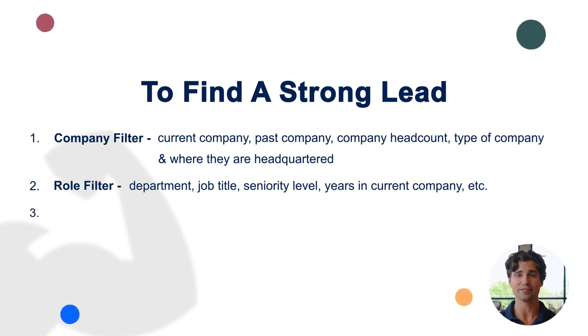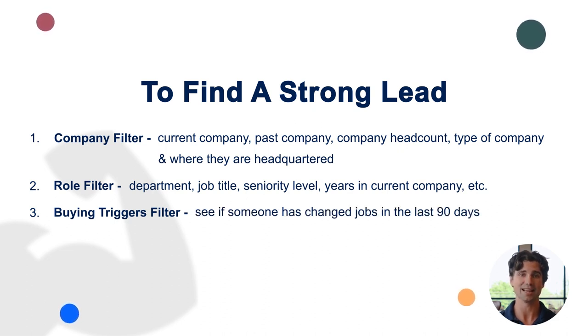You can also take advantage of the buying triggers filter feature, which is very powerful. You can see if someone has changed jobs in the last 90 days. It might mean they're looking to make some changes at their company. Like we said a couple times before, you can also look to see if someone has been mentioned in the news in the past 30 days. It's a great way to reach out with personalization and at the right time.